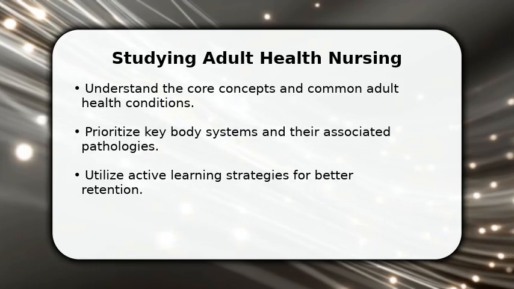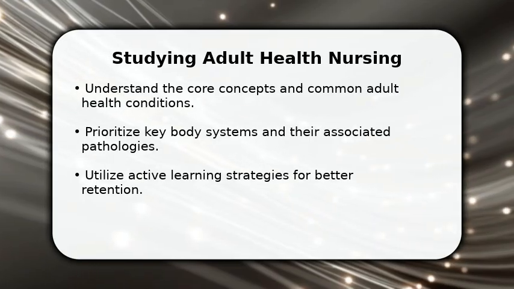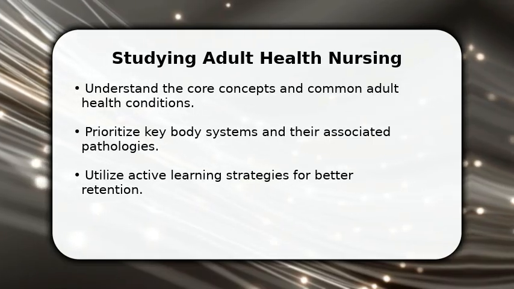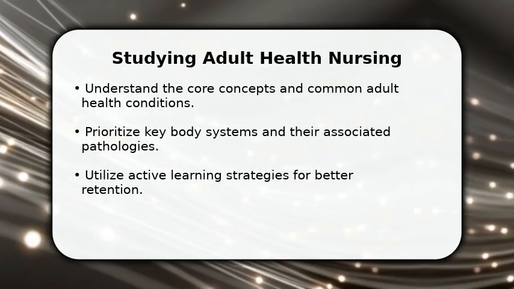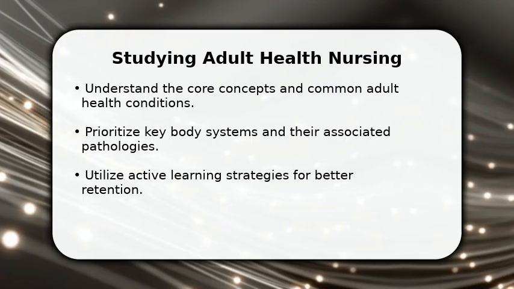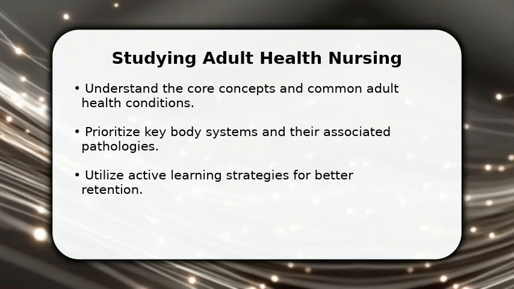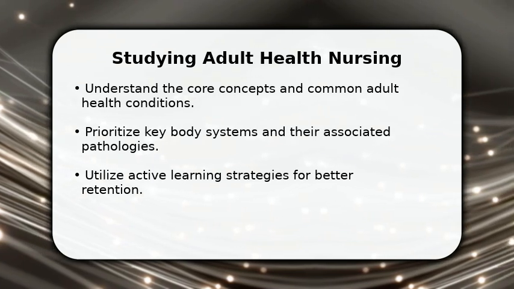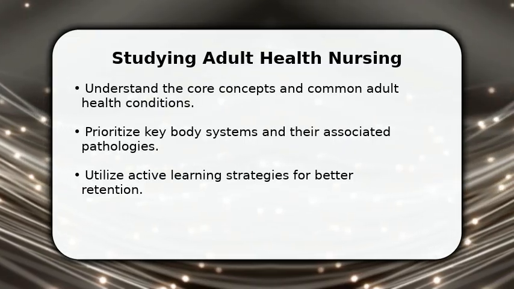Enjoy the video. In this video, I will explain how to study adult health nursing step by step. First, begin by understanding the foundational knowledge of adult health. This involves grasping core concepts and common conditions affecting adults. Next, prioritize your study by focusing on key body systems and their associated pathologies. Finally, integrate active learning strategies to ensure better retention and application of the vast amount of information you will encounter. This structured approach will significantly enhance your learning journey.